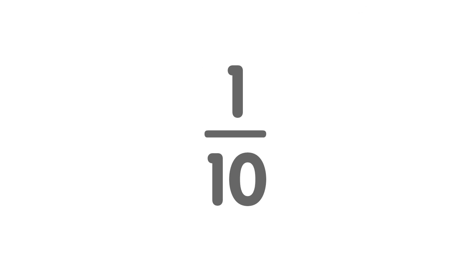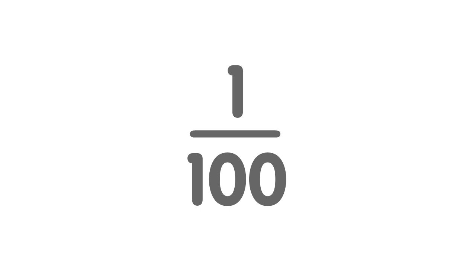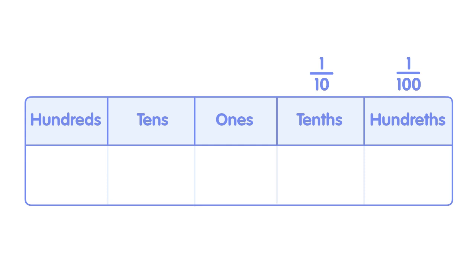Decimal numbers are the same as decimal fractions, but we write them differently. We write 1/10 like this, and 1/100 like this. Decimal numbers fit into our hundreds, tens, and ones number system. We always place a decimal point between the ones and the tenths.